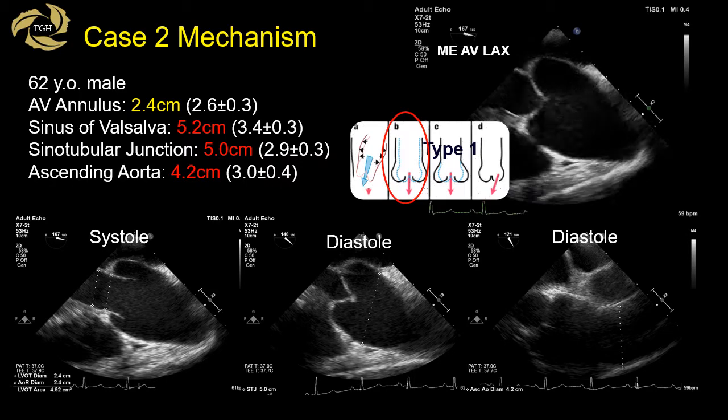In this patient, there is dilatation of the aortic root, sinotubular junction, and ascending aorta with sparing of the aortic annulus. This represents a type 1B mechanism according to the El-Khoury classification.